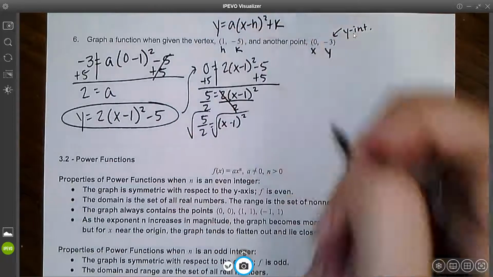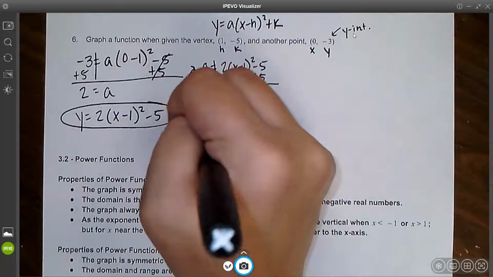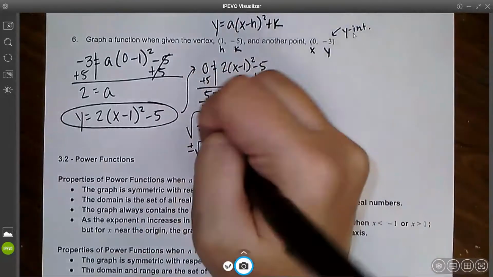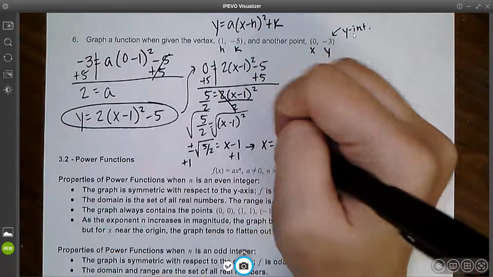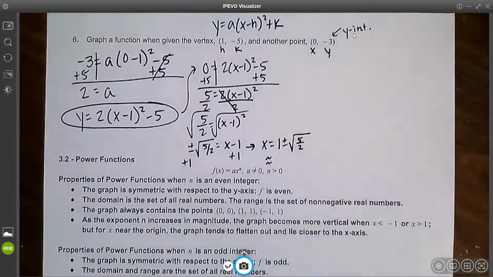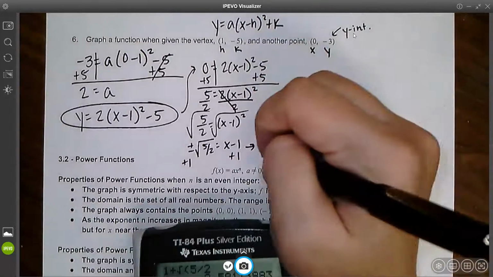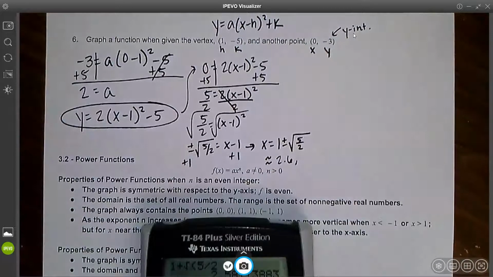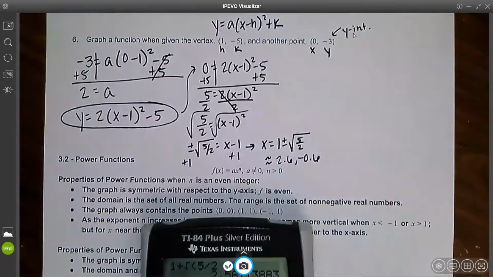Take the square root. Remember, you have to have the plus and minus square root. So positive and negative square root of 5 halves equals x minus 1. Add 1. You get x equals 1 plus and minus the square root of 5 over 2, which is about, plugging those in my calculator, 1 plus the square root of 5 over 2, 2.58. So about 2.6. I'm just going to round there for 1 decimal place. 1 minus the square root of 5 over 2 is about negative 0.6. So those are my x-intercepts.